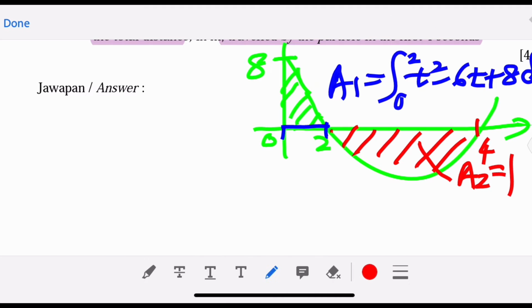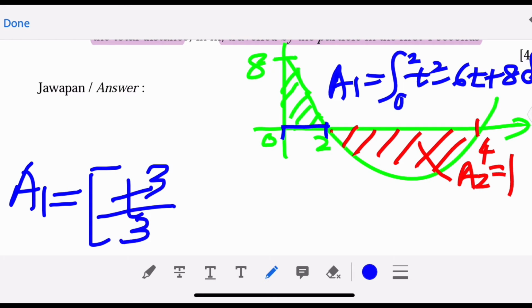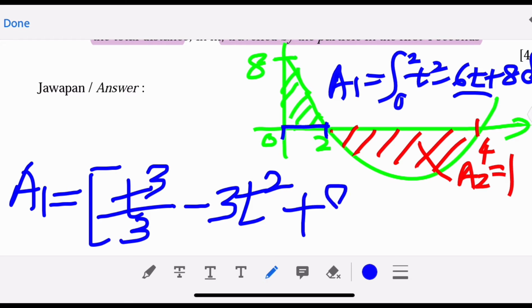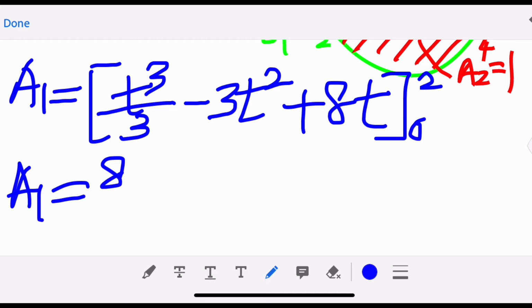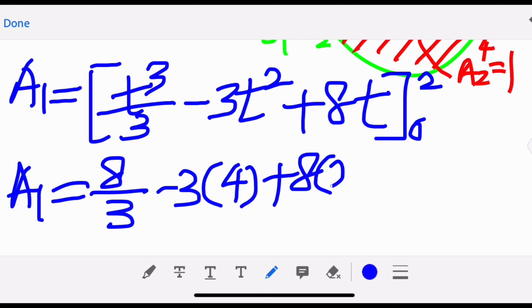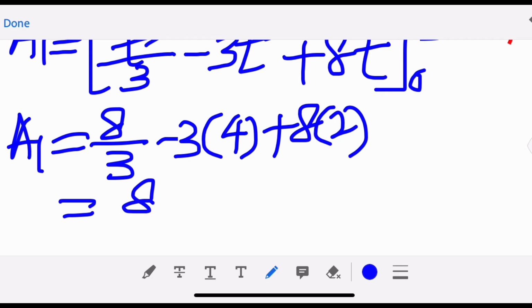Alright, we want the magnitude of the area, right? So for A1, we integrate, we will have t cubed over 3, right? Then 6t squared over 2, so minus 3t squared, plus 8t. Don't forget the limits, from time 0 to 2. So let's substitute carefully for A1. 2 cubed is 8 over 3, minus 3 times 2 squared, which is 4, plus 8 times 2, right? So we substitute, then we solve it. Okay, we have minus 12 plus 16.